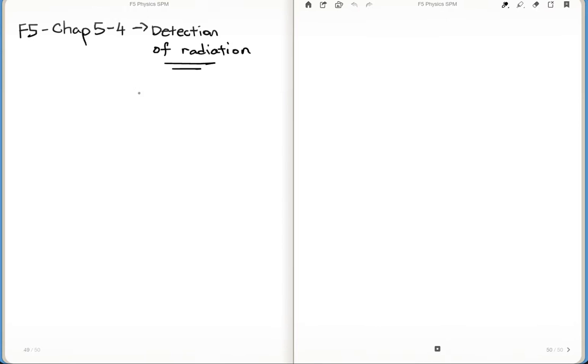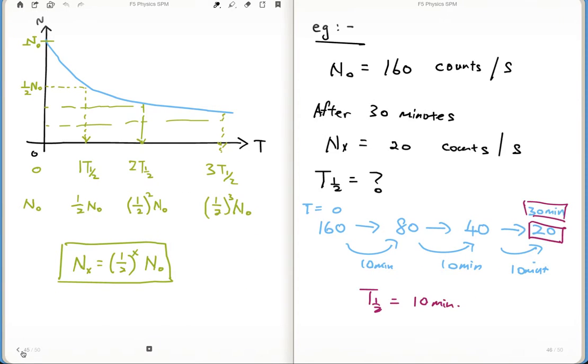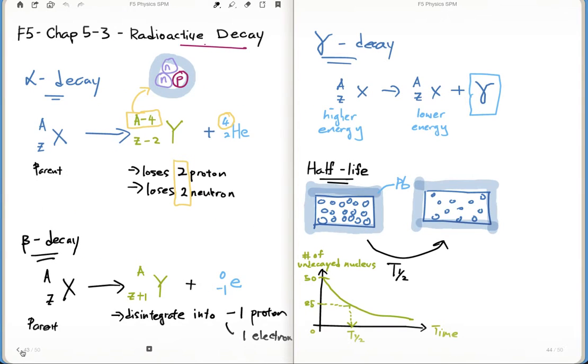Now in this video, I'm going to show you SPM physics Form 5 Chapter 4, that would be detection of radiation. Previously I've gone through half-life and how to calculate half-life.